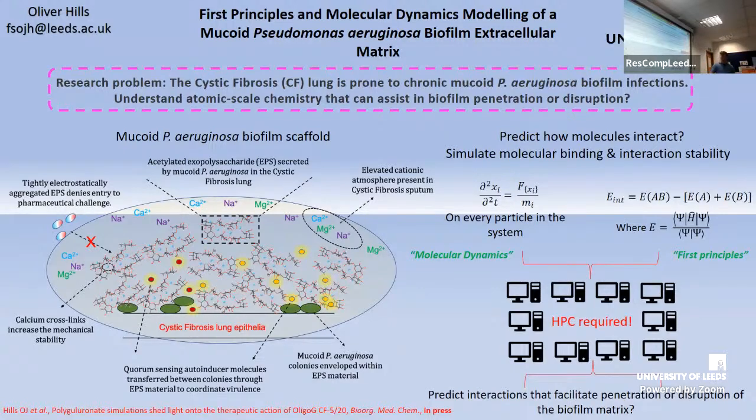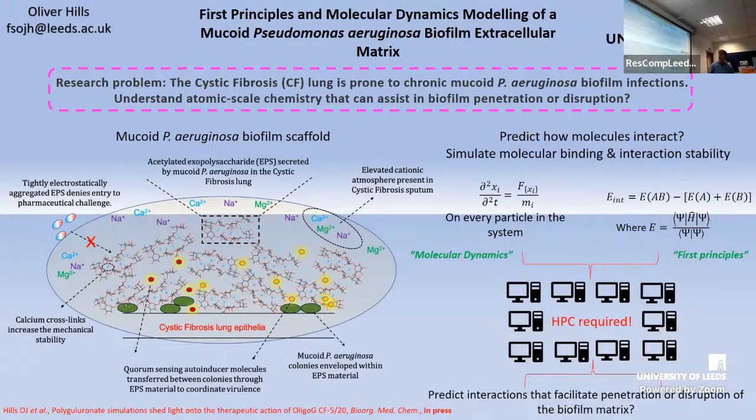So my research focuses on mucoid Pseudomonas aeruginosa biofilm matrices in the lungs of cystic fibrosis patients. These biofilm matrices are very complex chemical niches. We've got bacteria, which are the green balls, embedded in this kind of scaffold of extracellular molecules and ions. And so the idea is, can we use computer simulation to predict the interactions that stabilize these biofilm matrices and thus make them chronic and difficult to remove through antibiotic therapy?